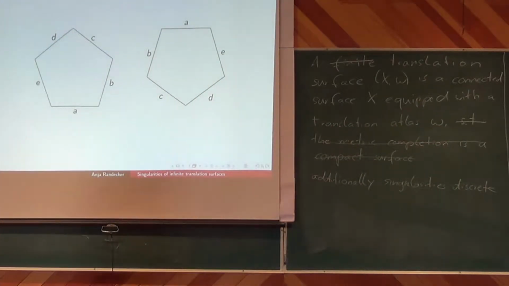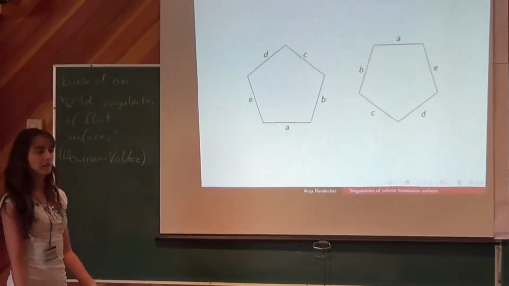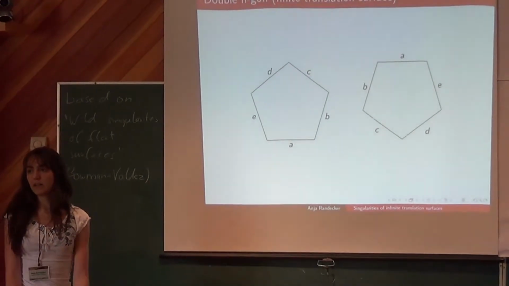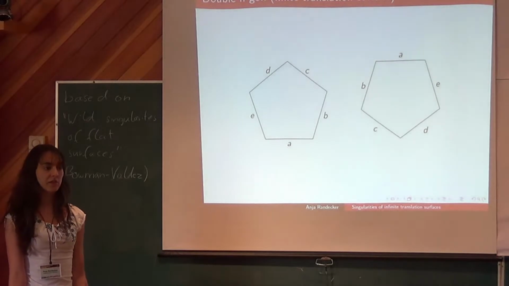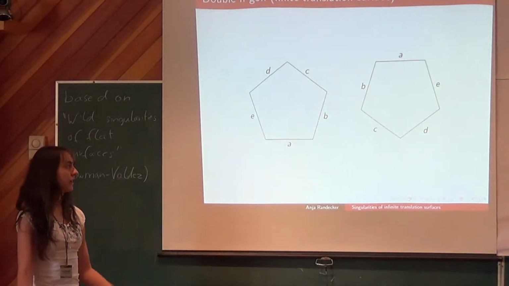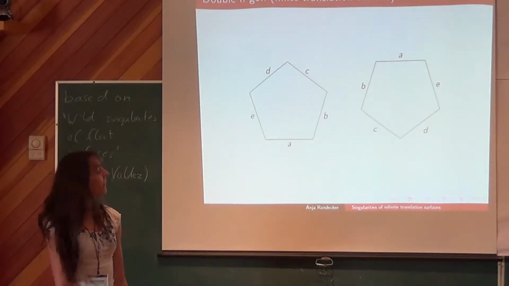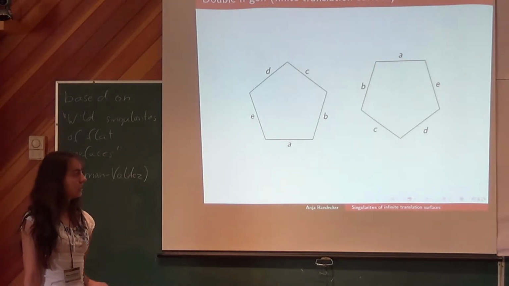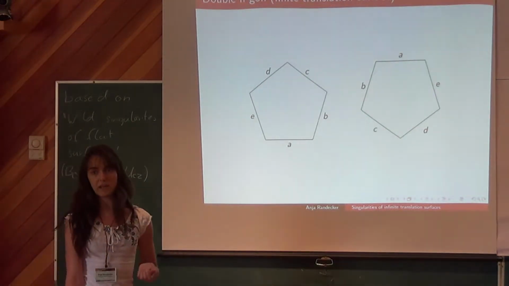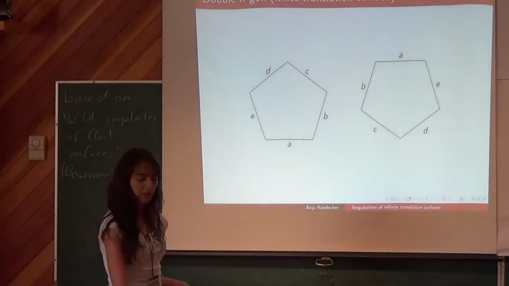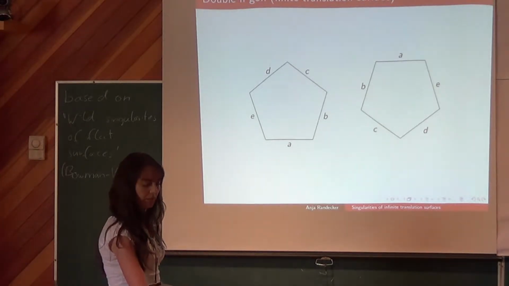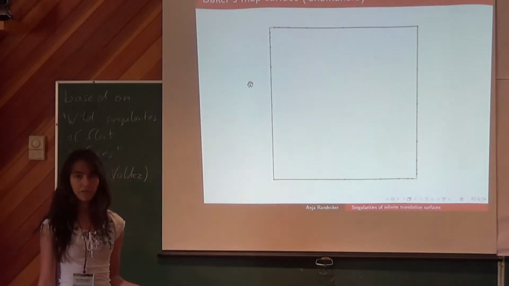And what happens if we drop this condition? We can have something that is non-compact, for example, the complex plane C, that should be a translation surface. We have a translation atlas, so everything is fine. But what can also happen is that we don't have a surface anymore, if we look at the metric completion. One of the first examples comes from the Baker's map surface.